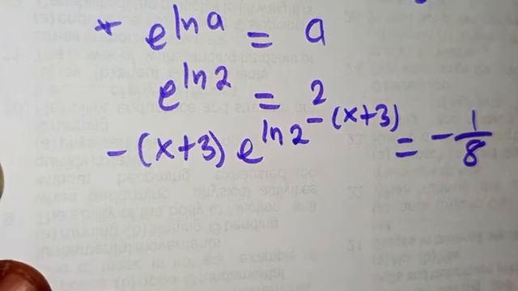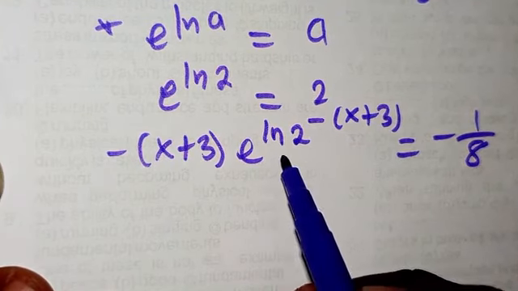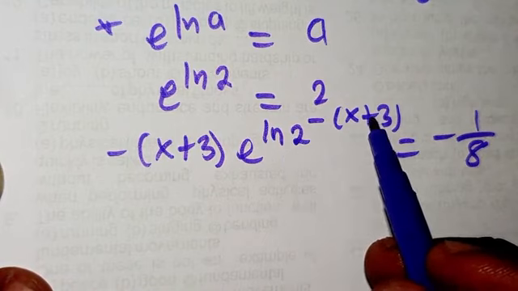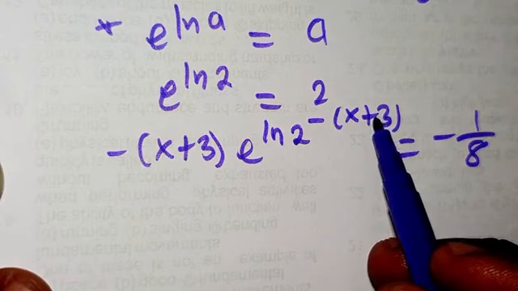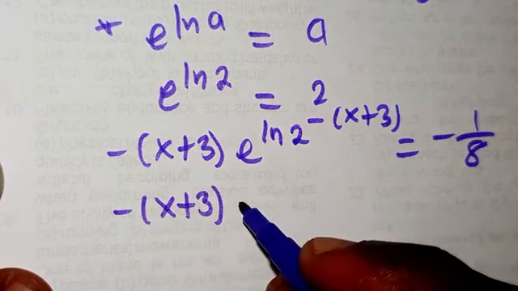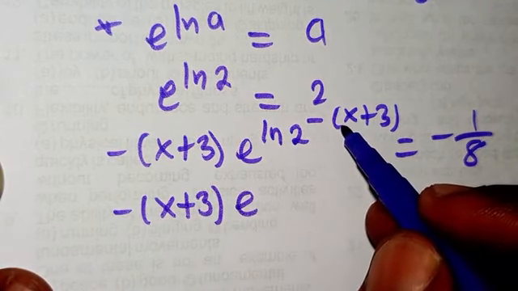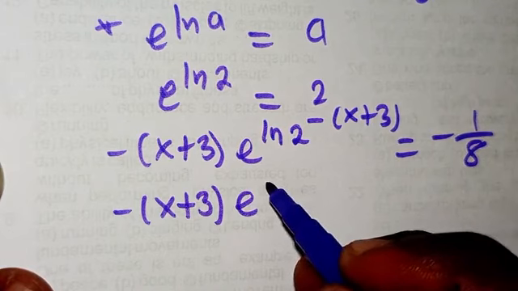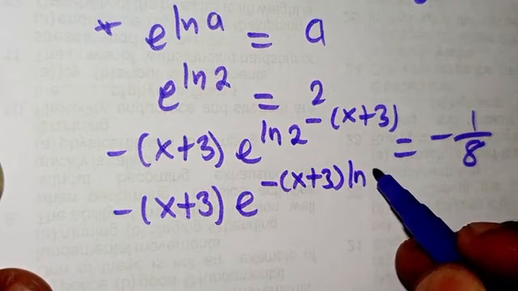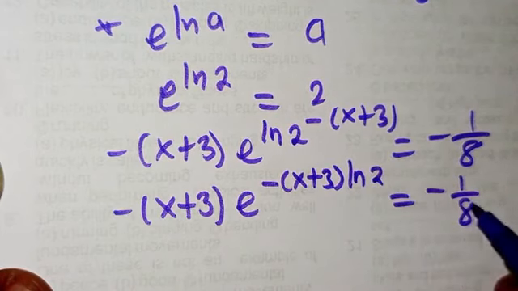Another issue now is that you can see that we have e to the ln 2 raised to the power minus x plus 3. This is a power, so this power can come down, giving e to the minus x plus 3 times ln 2, equals minus 1 over 8.